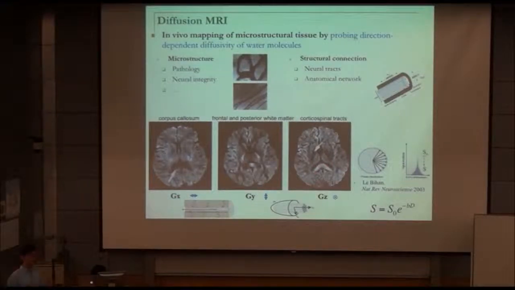So based on such a basic idea, if we can measure the diffusion signal along different directions, then we can map the neural tracks non-invasively. So that's the basic idea for us.